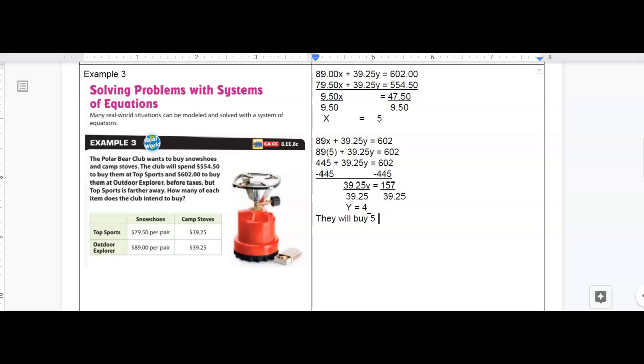So that means they will buy 5 snowshoes and 4 camp stoves.